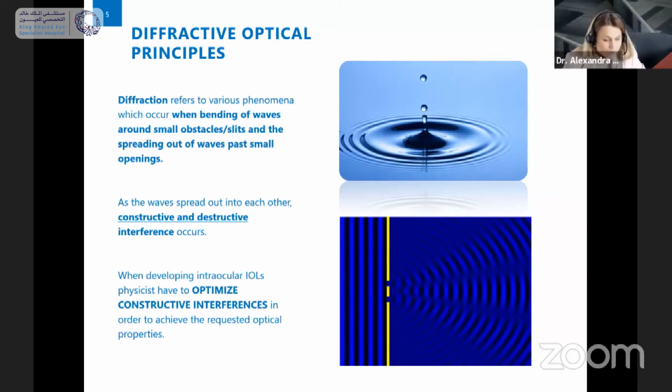Diffraction refers to various phenomena which occur with the bending of waves around a small obstacle or slit, and the spreading out of waves past a small opening. When it happens, constructive and destructive interferences occur. Here you have a wavefront and a slit, and immediately after the slit the wavefront changes shape, and constructive and destructive interferences occur. When developing an intraocular lens, companies usually try to utilize these constructive interferences as much as possible.